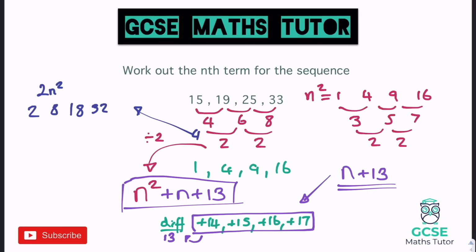Obviously, just remember, if this comes out as a constant difference down here, that's great, you can just put that after the n squared part, or the 2n squared, but if it is a new sequence, you are going to have to forget about the rest of the question for a second and just work out the nth term of that sequence, and then slot that on the end. So our final answer there, n squared plus n plus 13.